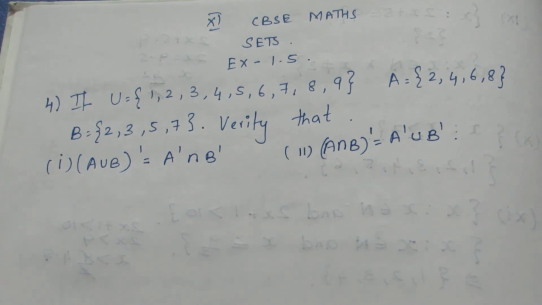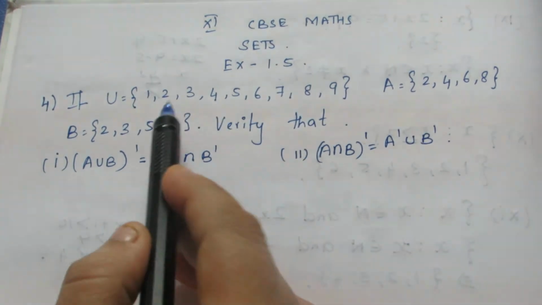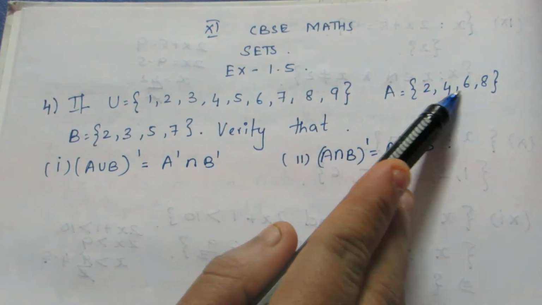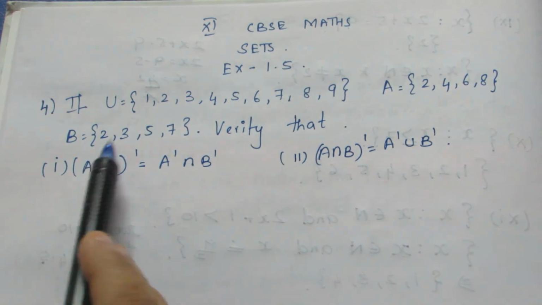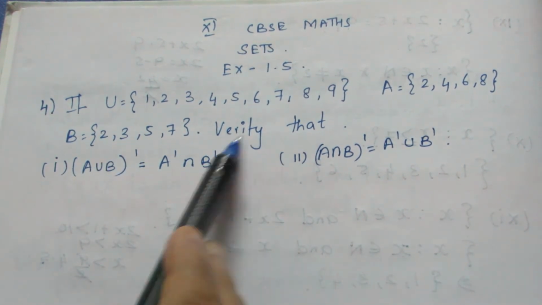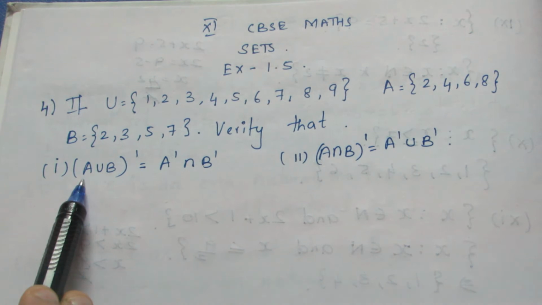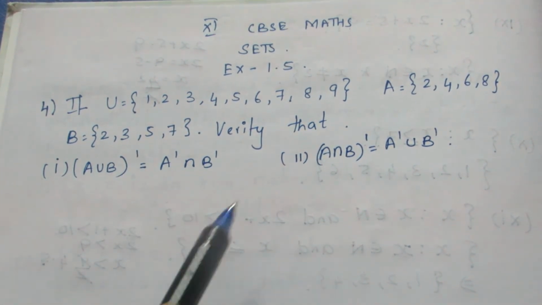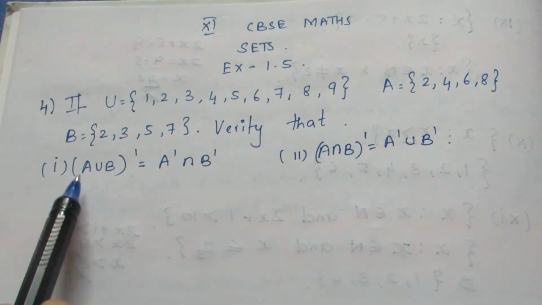Let's see the question. If the universal set is given as U = {1, 2, 3, 4, 5, 6, 7, 8, 9}, and set A = {2, 4, 6, 8} and set B = {2, 3, 5, 7}, they asked us to verify that in the first Roman numeral, (A union B) complement equals A complement intersection B complement. We are going to take the first one.